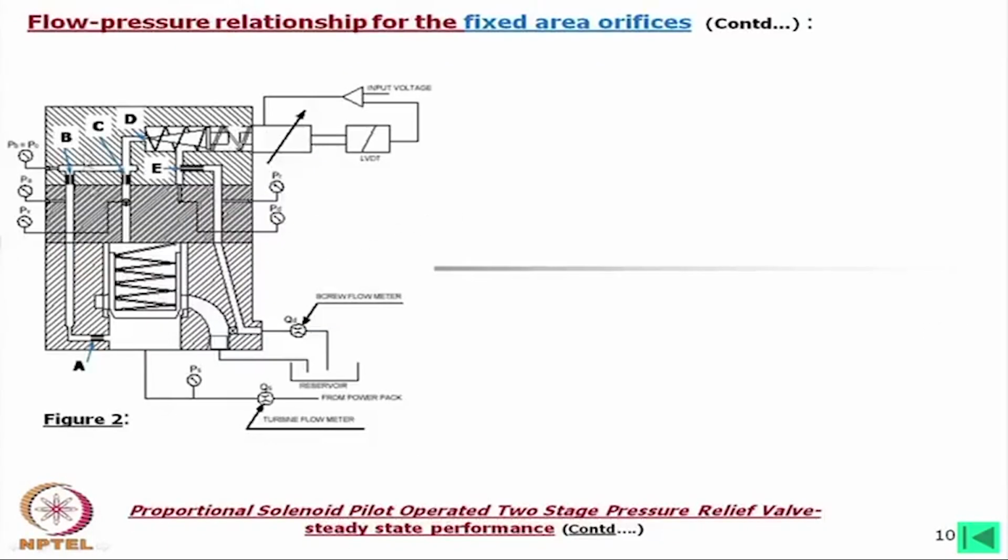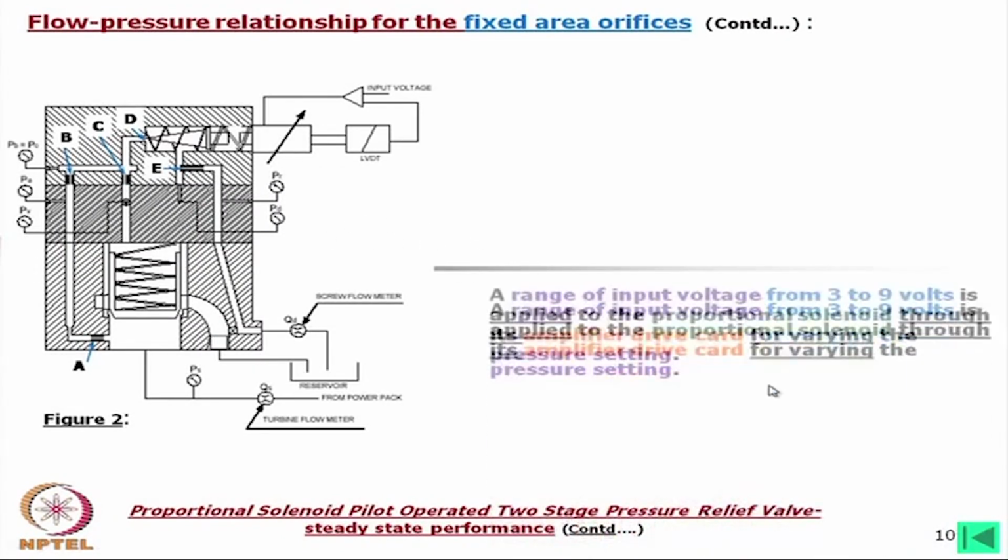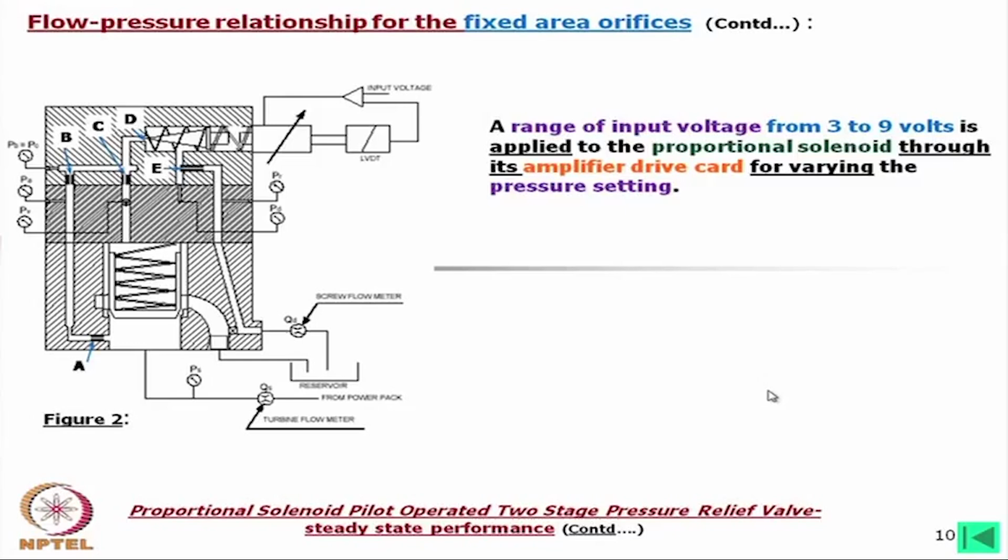Now, these are the orifices, these we marked, and these are the pressure transducers, and then a range of input voltage from 3 to 9 volts is applied to the proportional solenoid through its amplifier drive card. Here I would like to say that in our case 3 to 9 volts was the input, but through a drive card the output of the drive card was the current, and then that current was driving these solenoids. The pump has a capacity of 2.5 into 10 to the power minus 3 meter cube per second.